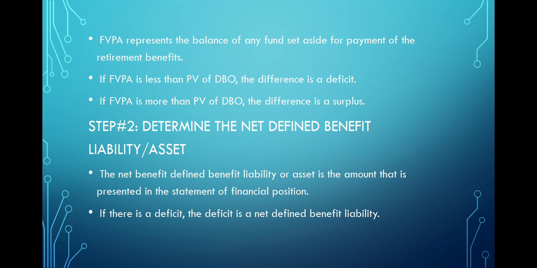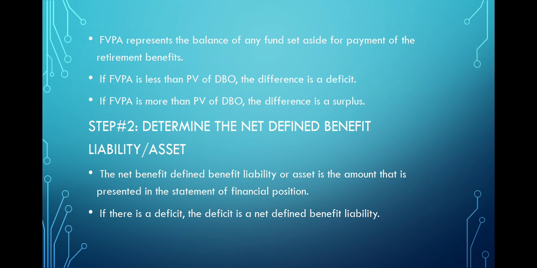FVPA represents the balance of any fund set aside for payment of the retirement benefits. If FVPA is less than present value of DBO, the difference is a deficit. And if FVPA is more than the present value of defined benefit obligation, the difference is a surplus.